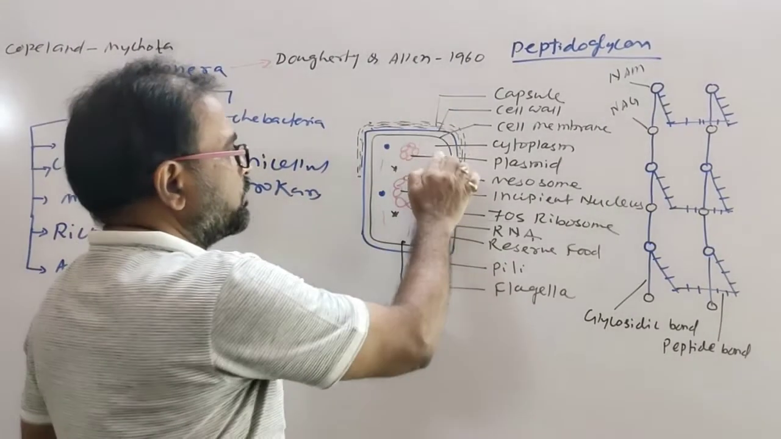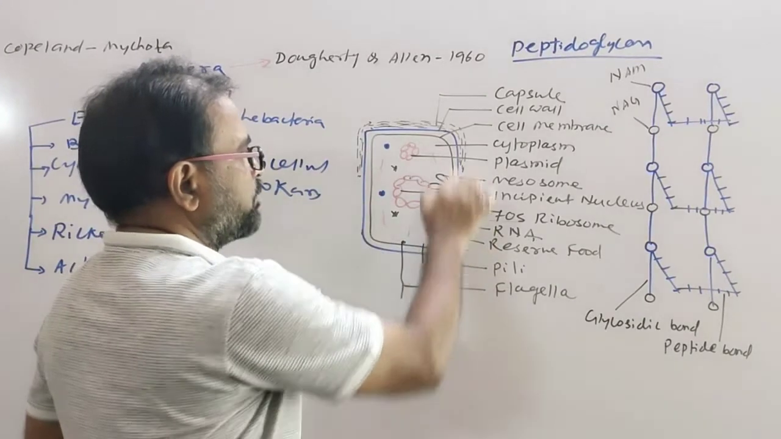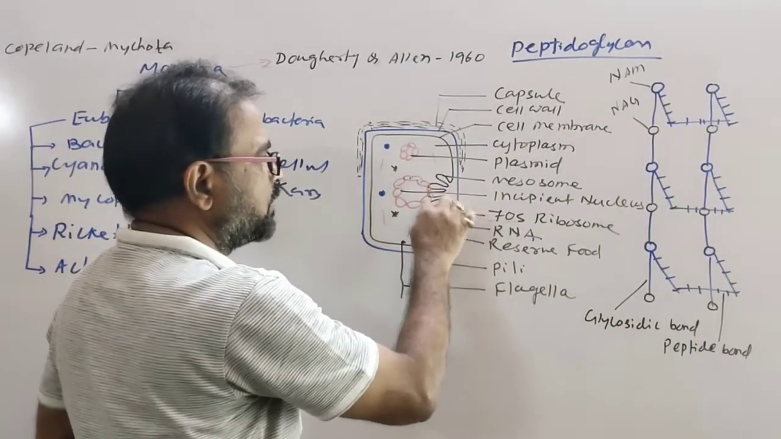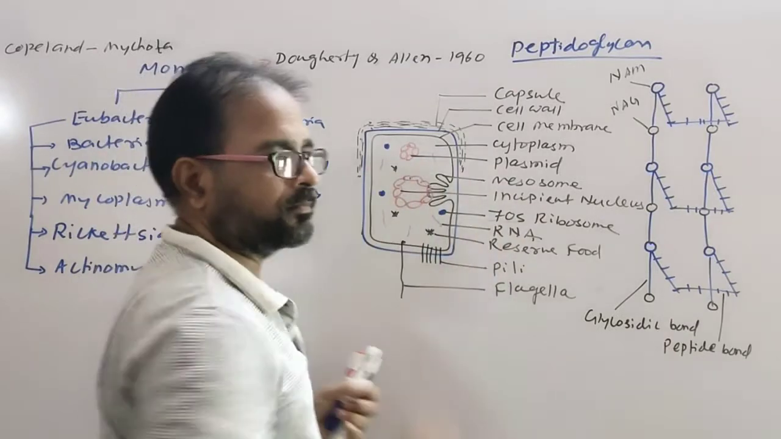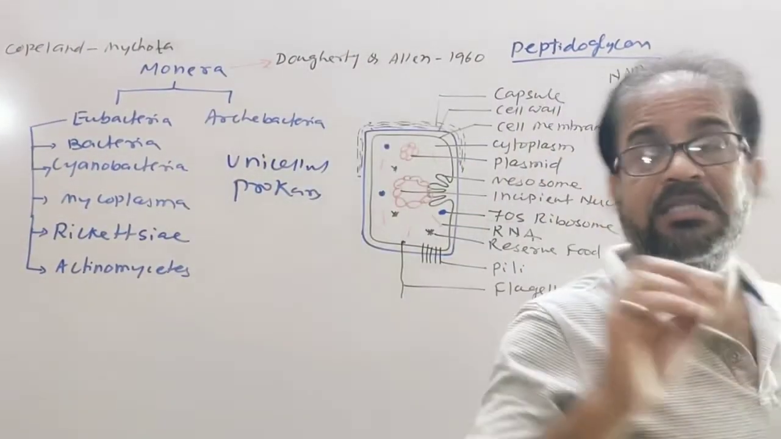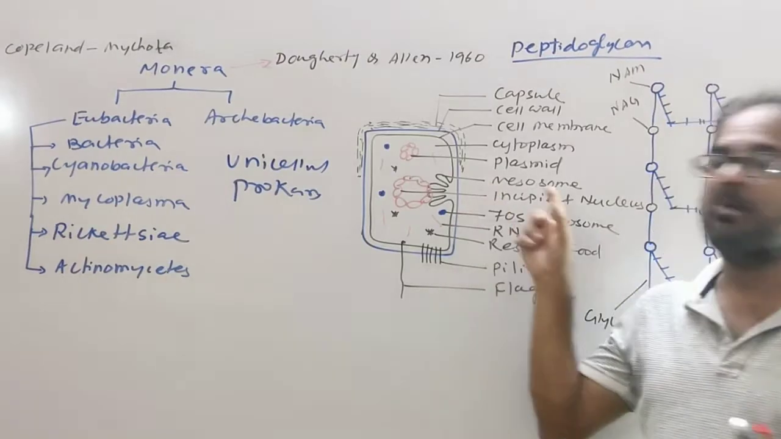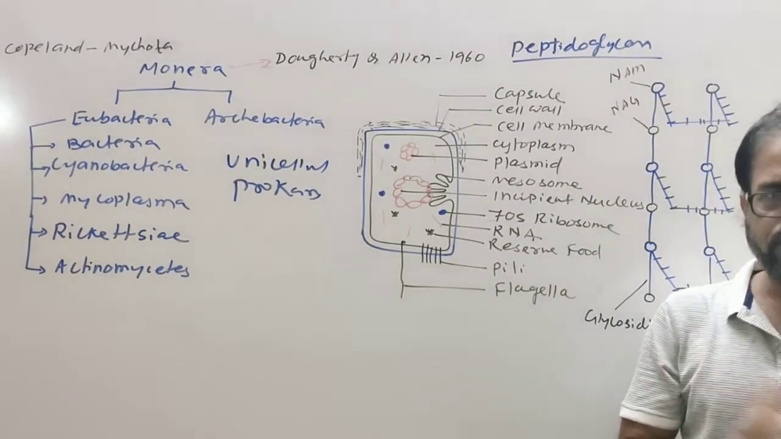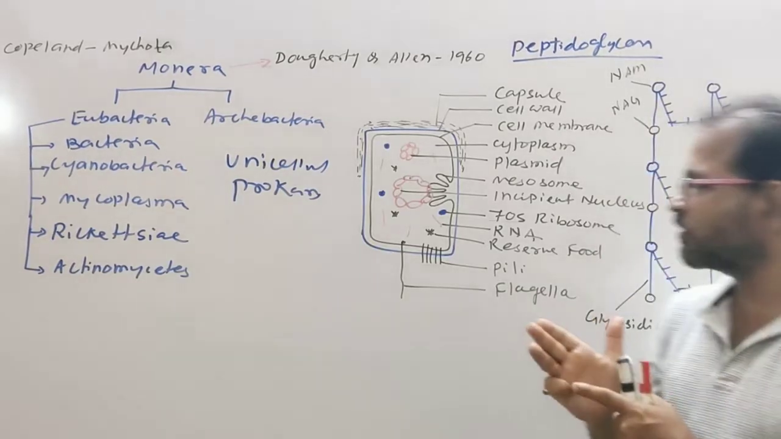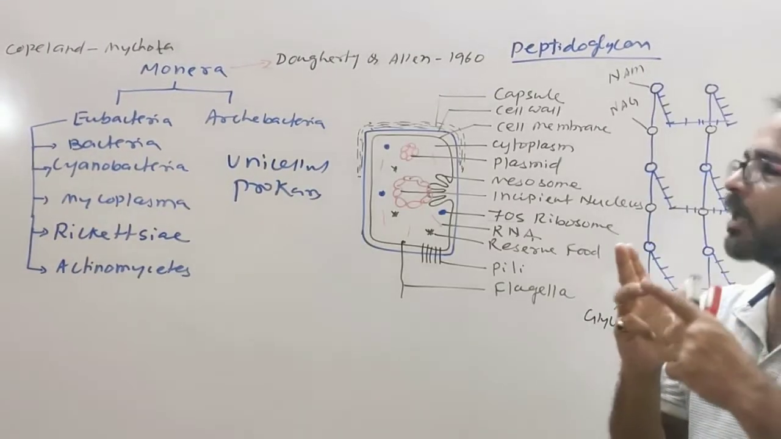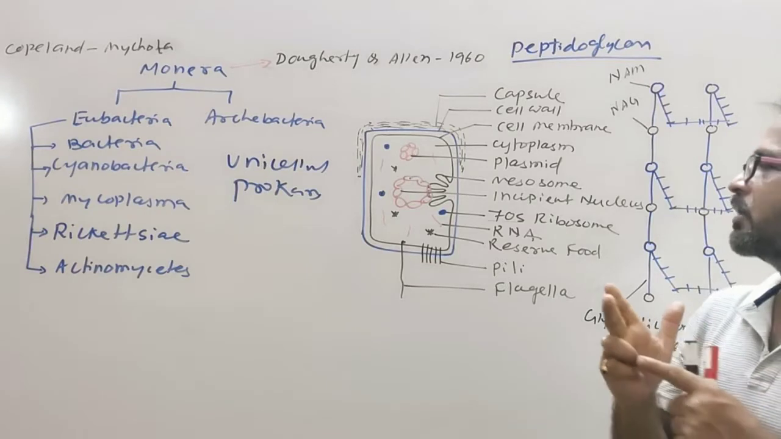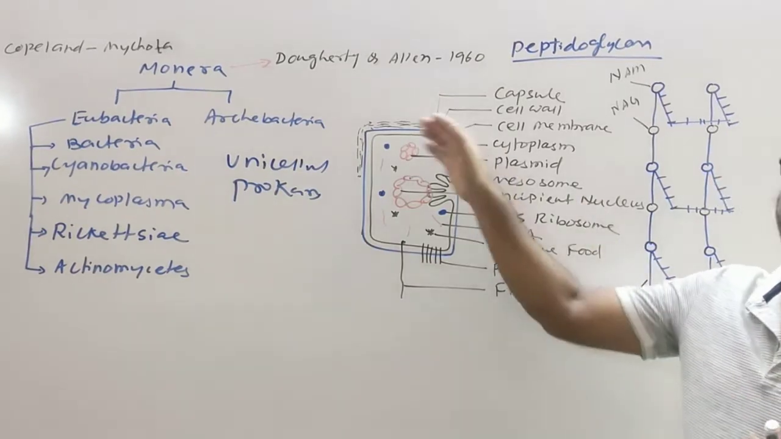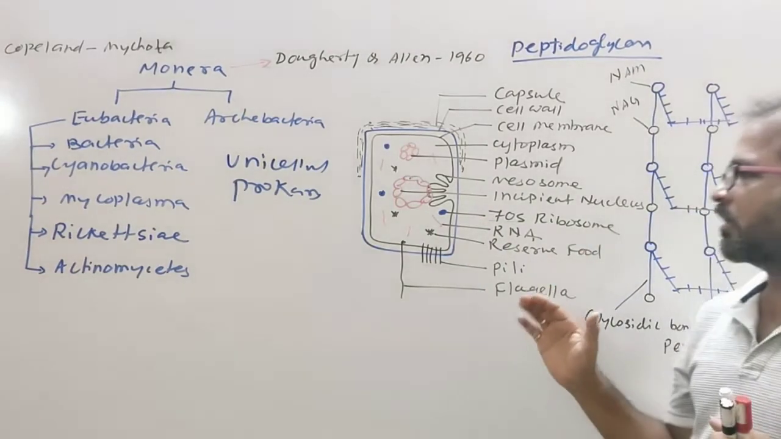Below the capsule, the cell membrane is present. In bacteria, the cell membrane is folded in a few places, called the mesosome. The mesosome helps in respiration. It helps in DNA replication, as well as in septa formation. So it is the most important part of the bacterial cell.